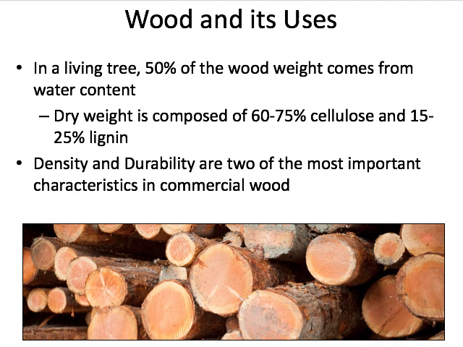In the last part of this lecture, we talk about wood and its uses. Now, in a living tree, 50% of the wood weight comes from water content. The dry weight, therefore, is composed of 60 to 75% cellulose and about 15 to 25% lignin. When we're looking at wood, density and durability are very important characteristics for commercial products. Density refers to the weight per unit of volume, and durability refers to the ability to withstand decay by organisms.